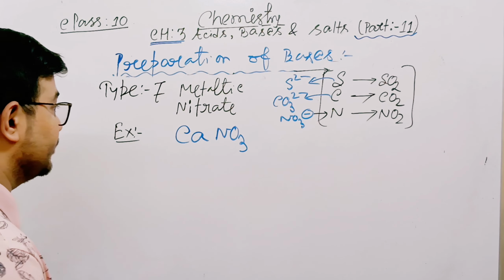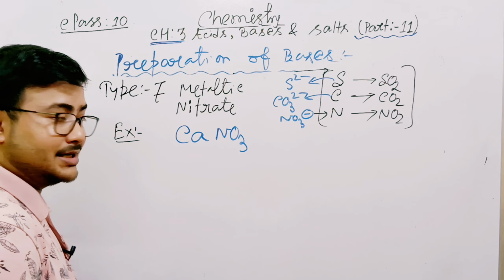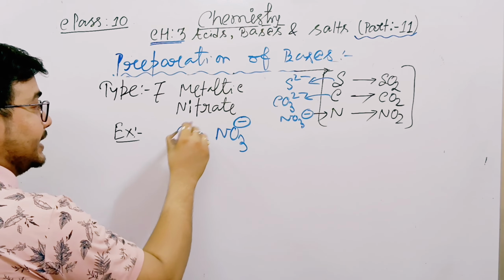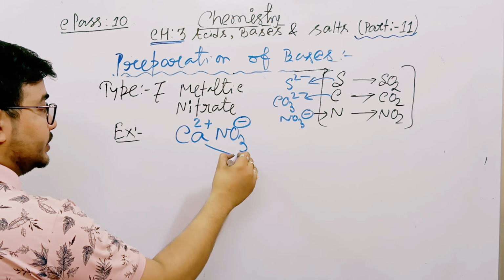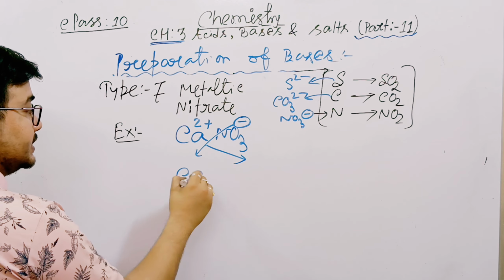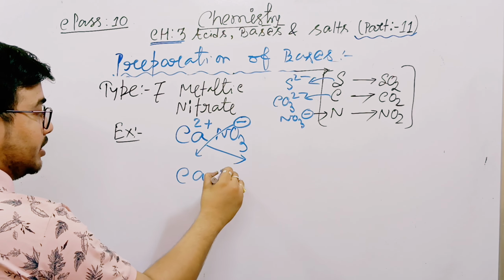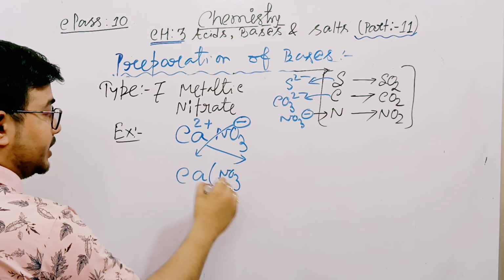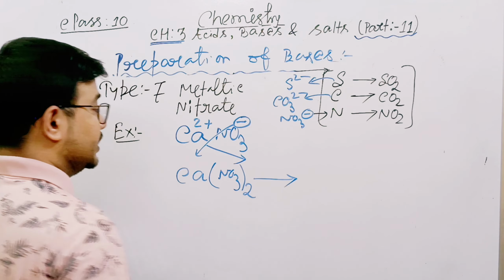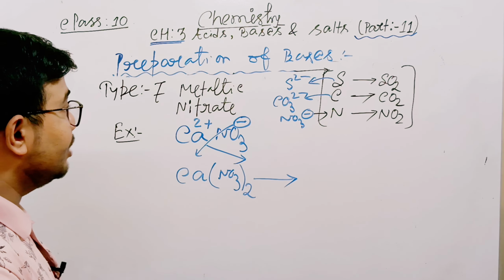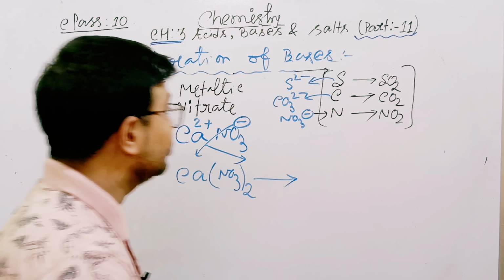So look at the board. Nitrate means NO3 minus, and calcium is 2 plus. So by the crisscross method, your answer is Ca, with the charge negative 1 going to Ca as 1, and the 2 coming here to NO3, so NO3 whole twice. Do you understand? Now most important, what is the product?